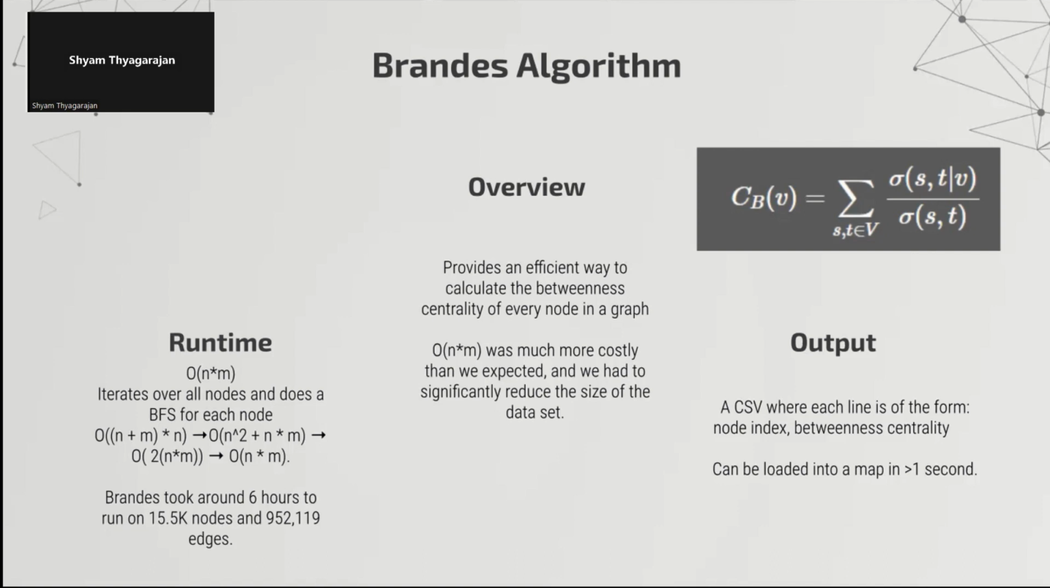The problem with this was that it took much longer than we anticipated. It took about 6 hours to run on 15.5K nodes and 952K edges. So it was much more costly than we expected, and we had to reduce the size of the data set. However, it was still a very efficient way of calculating the betweenness centrality of every node in the graph. For our output, we got a CSV file in the form of a node index and its betweenness centrality, written into a file and saved, and this can be loaded into a map in a little over a second.